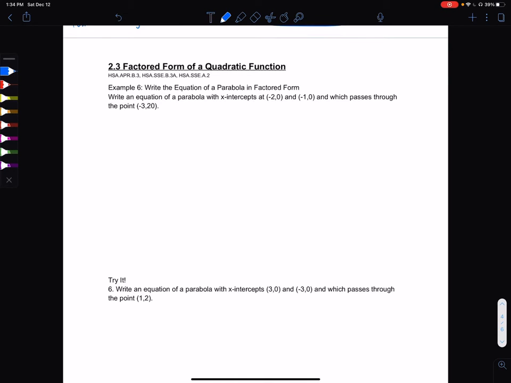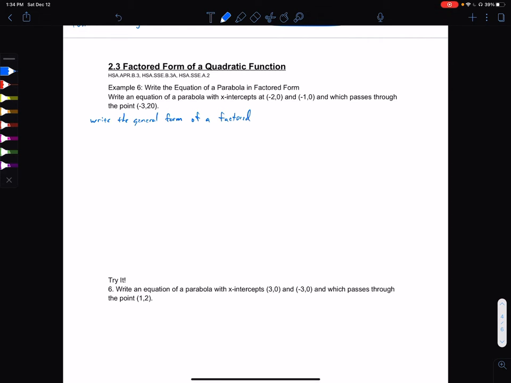In this video, we're going to look at example 6, write the equation of a parabola in factored form. So we want to write an equation of a parabola. They give us two x-intercepts and they tell us another point that this parabola passes through. So the first thing we want to do is use the general form of a factored equation.